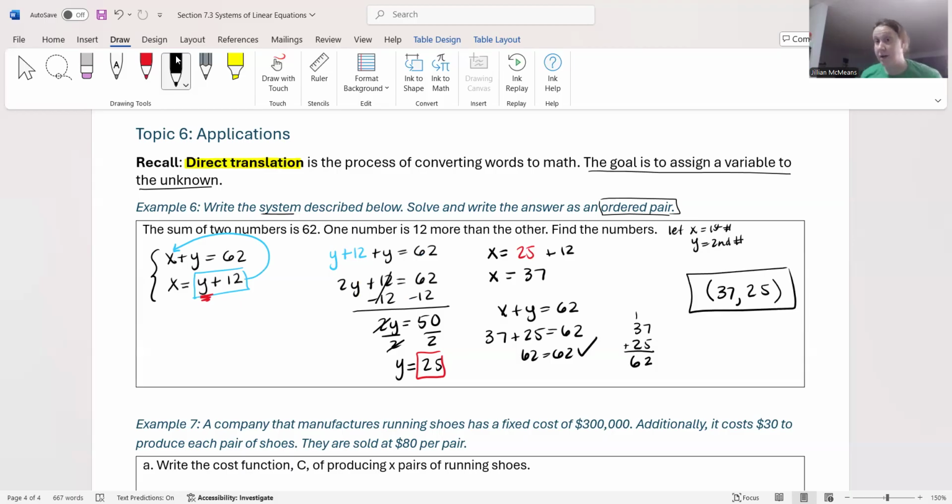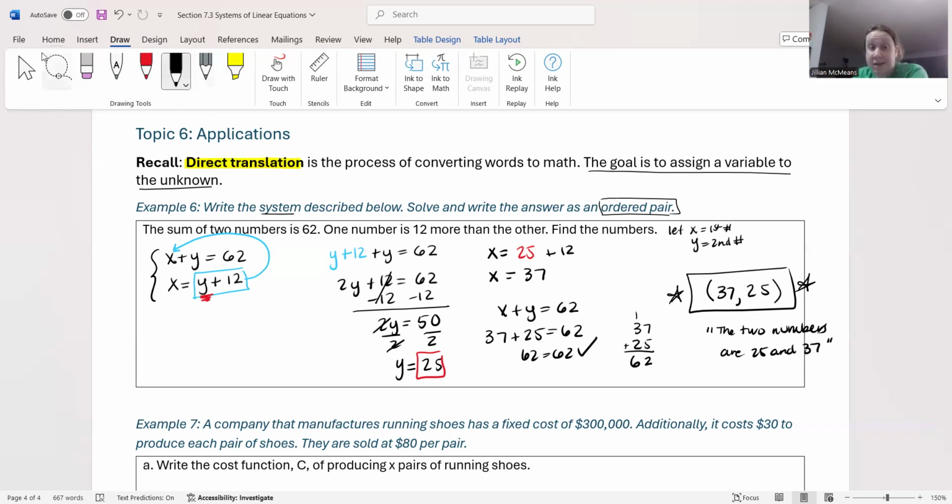Okay. Now, ordinarily with a word problem, I would say something in words like the two numbers are 25 and 37. But this problem specifically said, hey, write your answer as an ordered pair. So we did. All right. So that is a system of equations mixed in with a word problem. Okay. Not the hardest thing you've ever seen there.